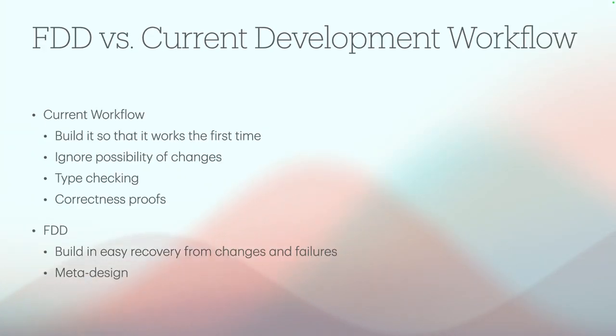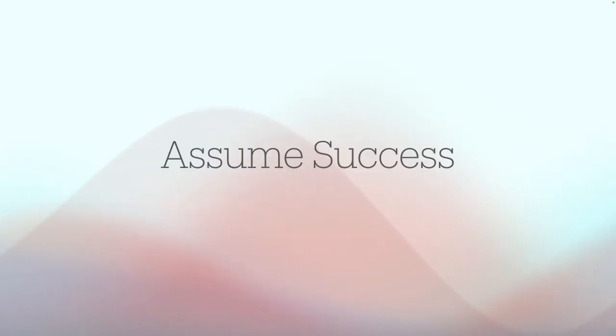Let's compare failure-driven development with current development workflows. The current workflow often tries to build software that works perfectly the first time, ignoring the possibility of changes, relying heavily on type checking and correctness proofs. In contrast, FDD builds in easy recovery paths from changes and failures and focuses on meta-design principles that make adaptation easier. Many workflows assume success from the start, but is that realistic?